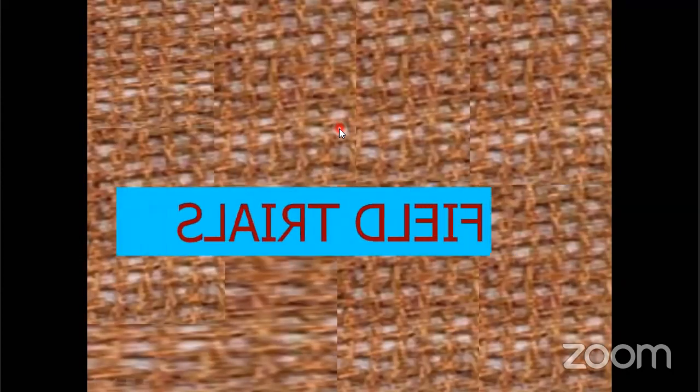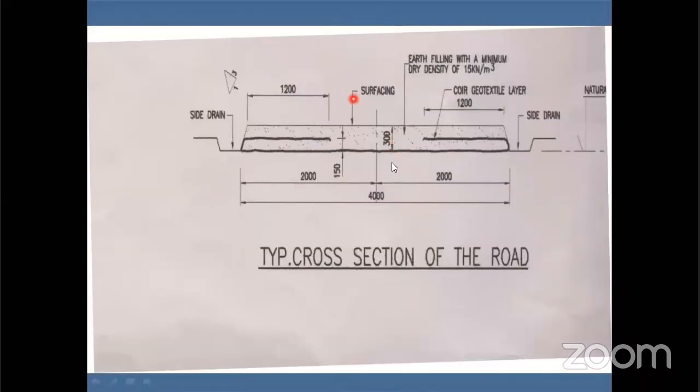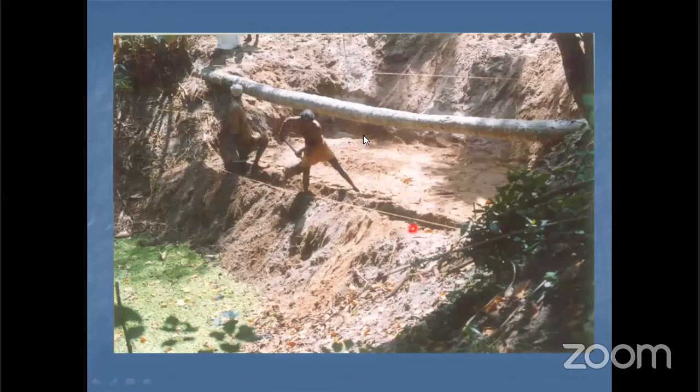Now let us move on to some field trials we have done. This is a case done jointly by the Coir Board of India and the University of Science and Technology. It was done in 2002 in a place called Tandirmuka. It is private property in nature. There are some water bodies there. These are some of the photographs where the geotextile is laid.